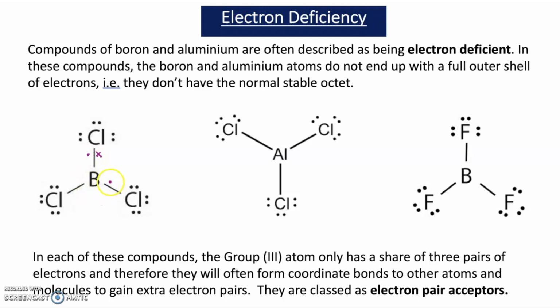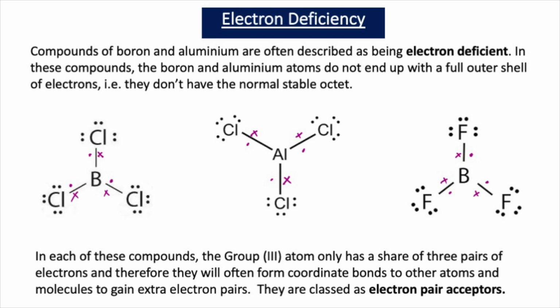To illustrate this, I'm going to put in the electrons here in the dot and cross diagram that are being shared between first the boron and the chlorine atoms. And you can see that the boron only has a share of 6 electrons here, 3 pairs of electrons. If I do the same with aluminium chloride and I put the electrons in that are being shared between the aluminium and the chlorine, once again it only has a share of 3 pairs of electrons. It doesn't have the normal stable octet of 8 electrons. And if I once again put this in for BF3, you can see once again boron only has a share of 3 pairs of electrons.